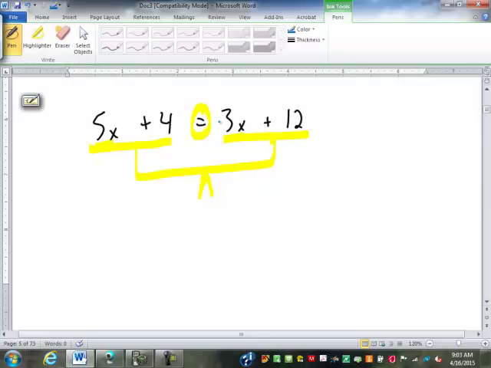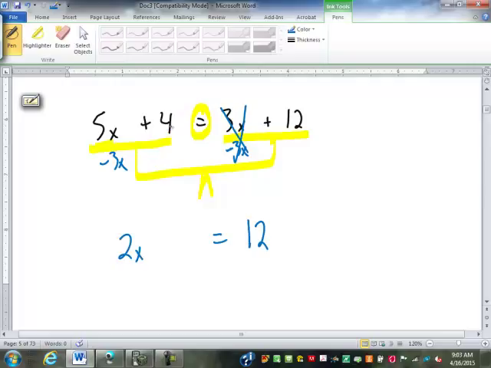How do we get rid of it? We subtract it. We take it away. It's a positive 3x, so it's gone if we subtract it. That leaves us with just the positive 12 over here. We have to subtract 3x from the other side. 5x minus 3x is 2x.